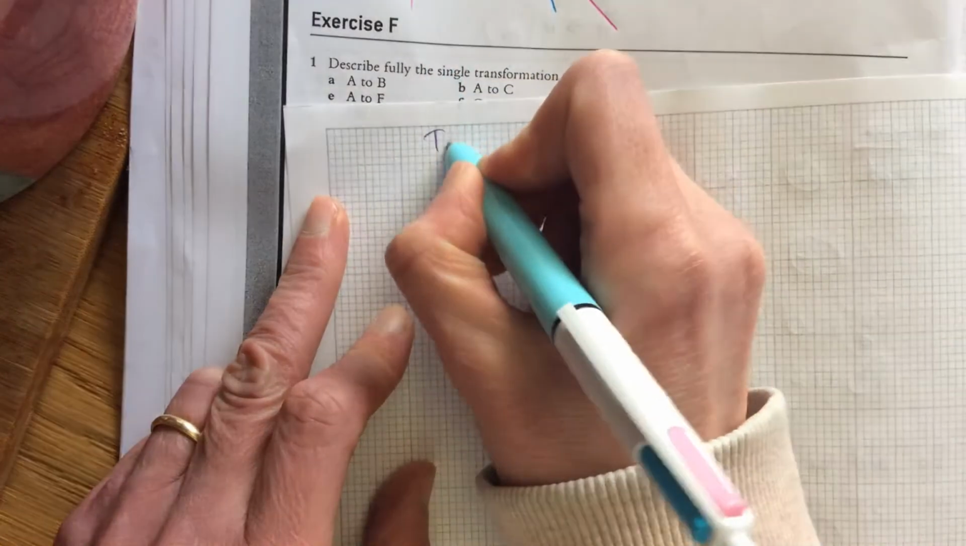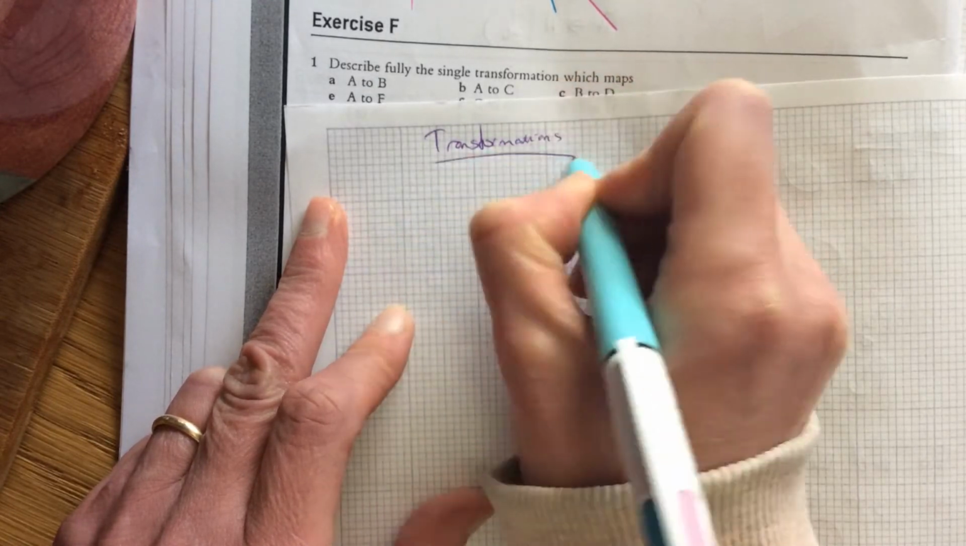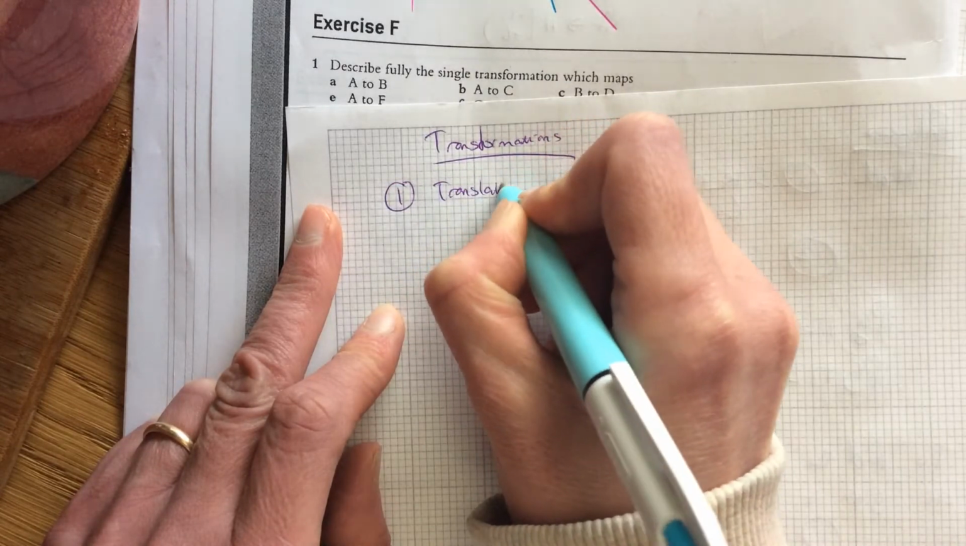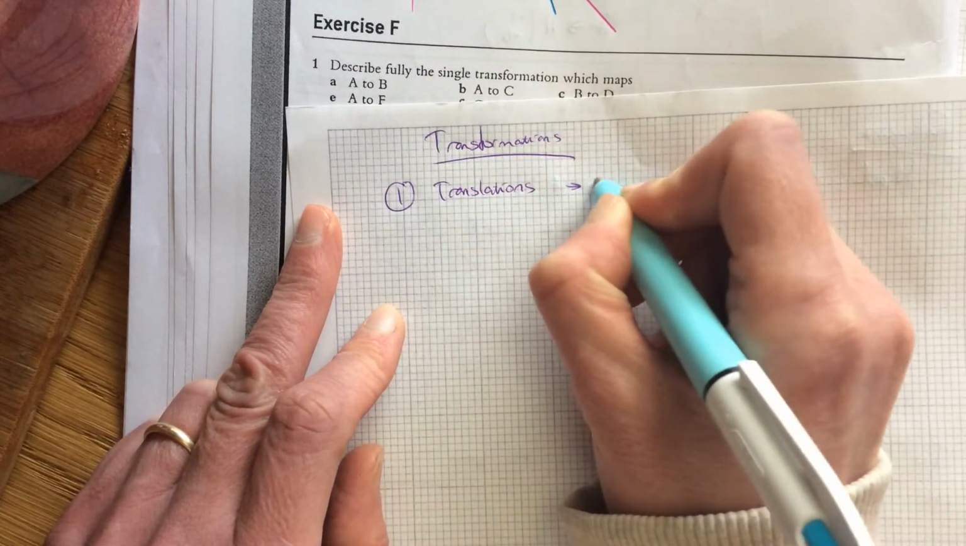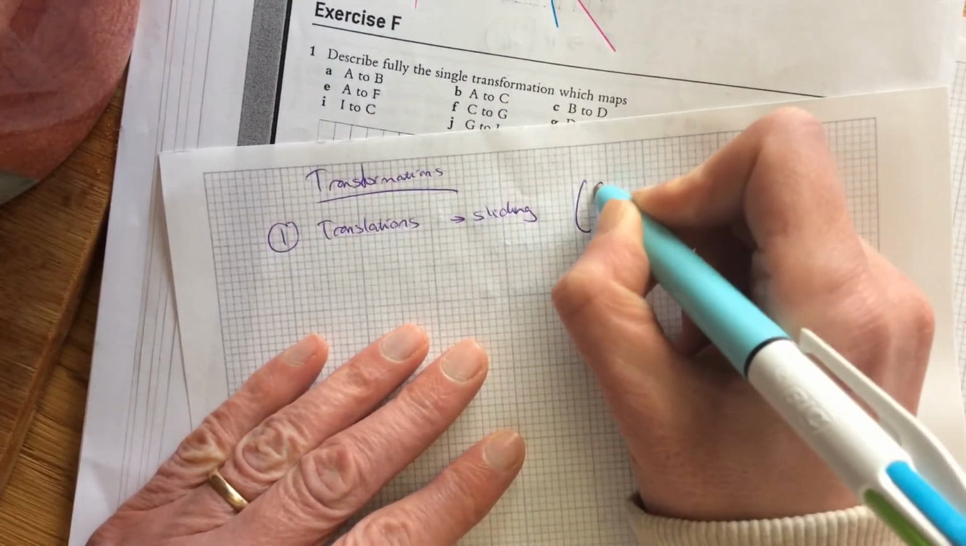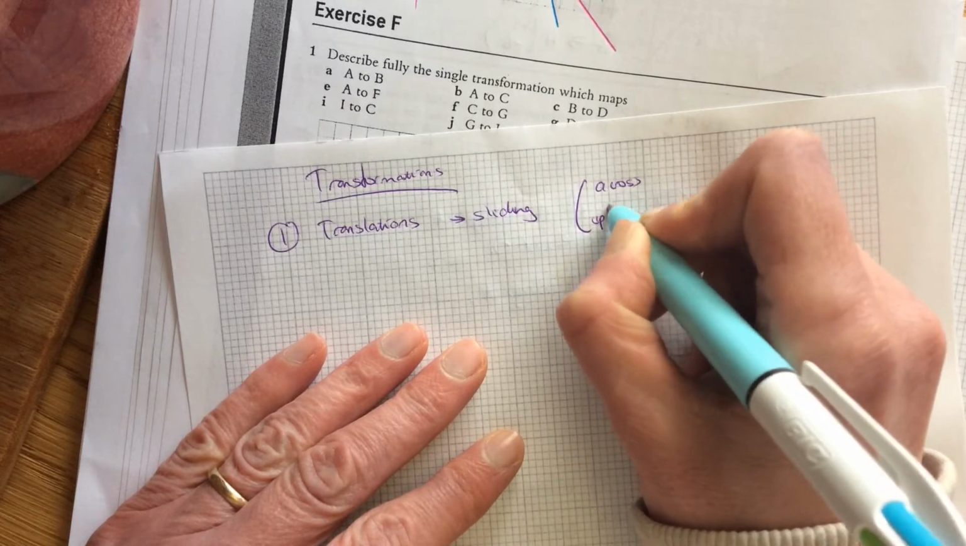Okay, for your handling homework this week, we're going to look at all the transformations together. So you want to take down that title. One is the translations. These were the sliding ones. And this was what you moved across and then what you moved up or down.